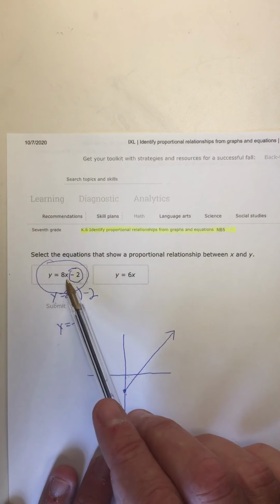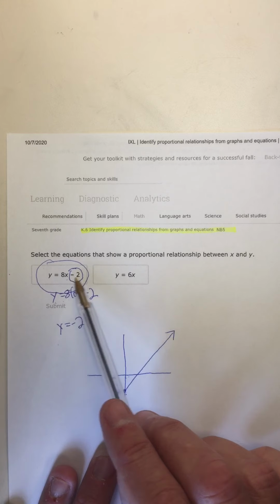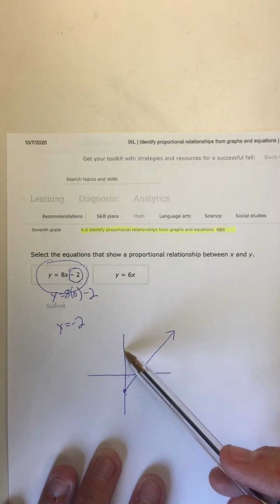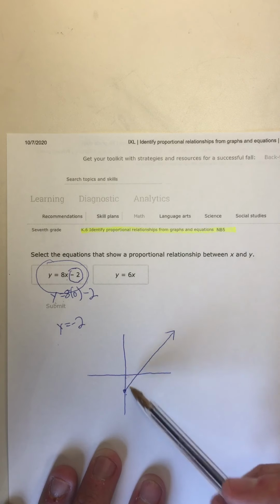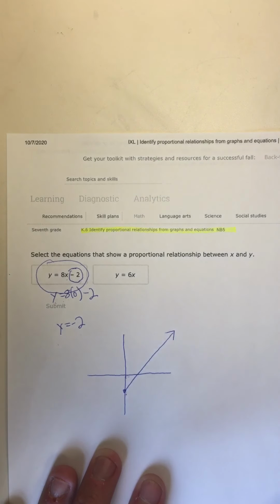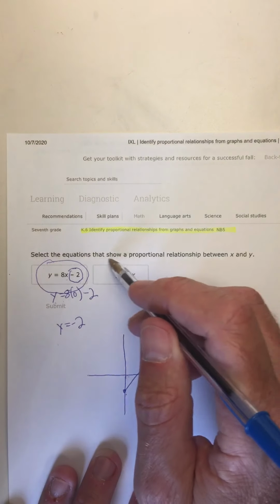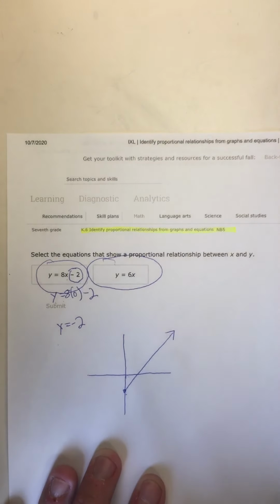So if you're looking at these equations and you see that extra piece of information, that is telling you where it crosses on the y-axis. If it crosses anywhere but 0, 0, then it's not going to be proportional. So the only one of these that is proportional is the y equals 6x. So that should help you with the activity. We will definitely do more regarding these equations and graphs to identify proportional relationships later.